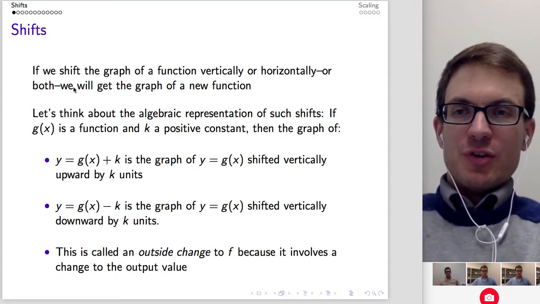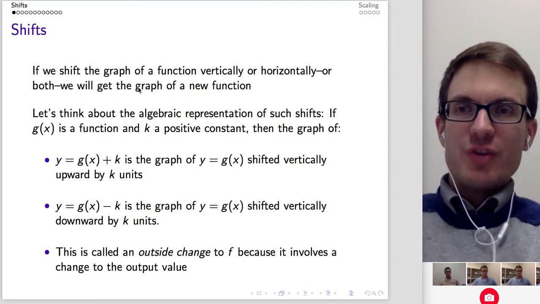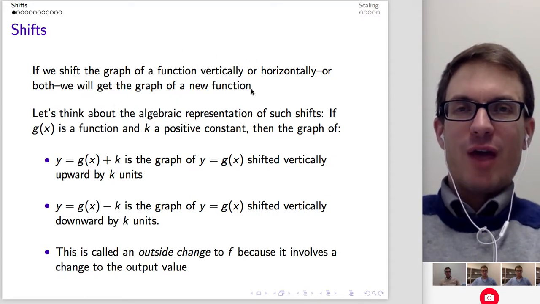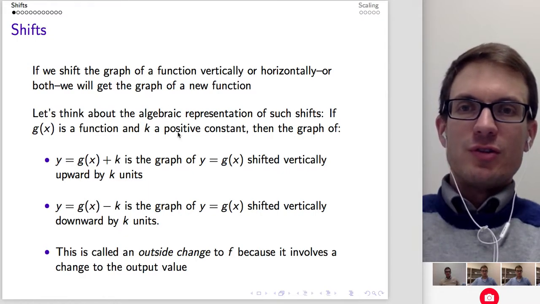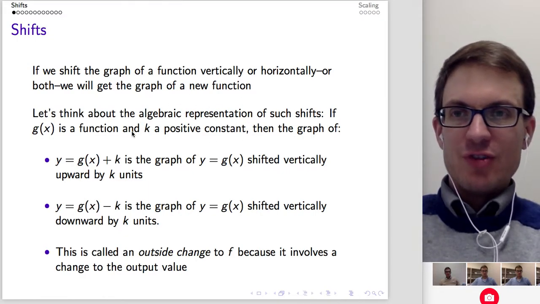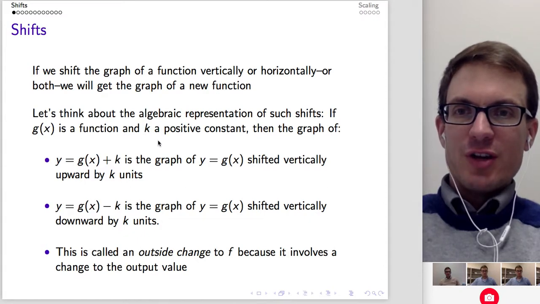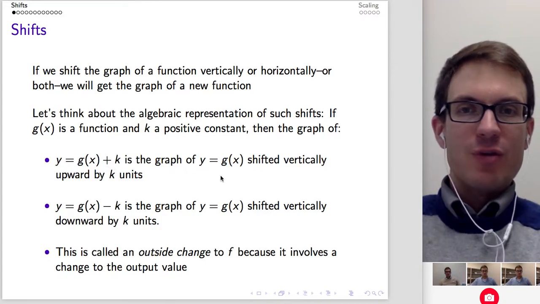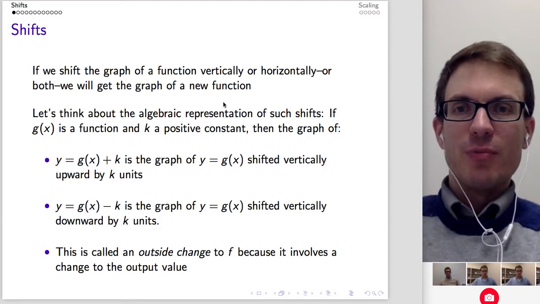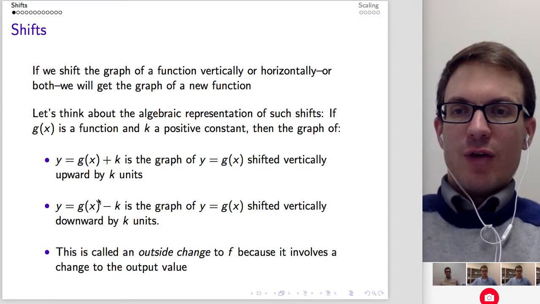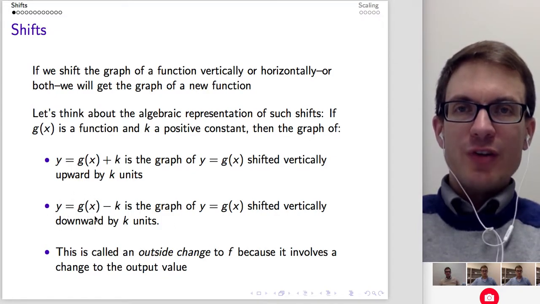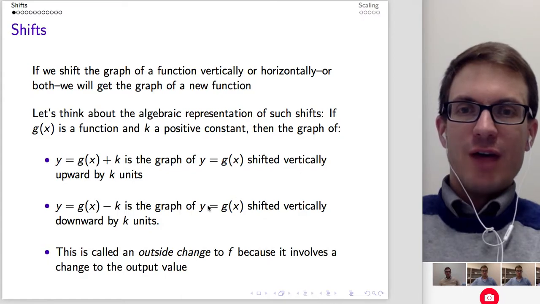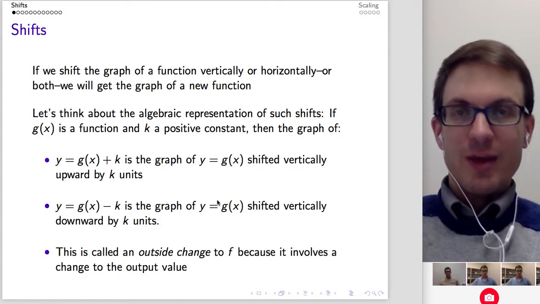If we shift the graph of a function vertically or horizontally, or both, we get the graph of a new function. We can think about this in terms of the algebraic representation. Suppose g of x is our function, and k is some positive constant. The graph of y equals g of x plus k is just the graph of g of x shifted vertically upward by k units. The graph of y equals g of x minus k is the graph of g of x shifted vertically downward by k units.